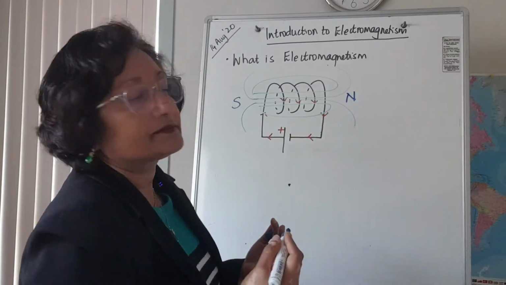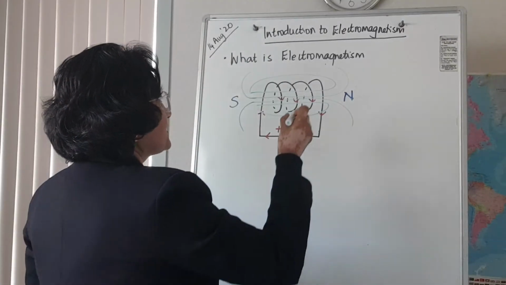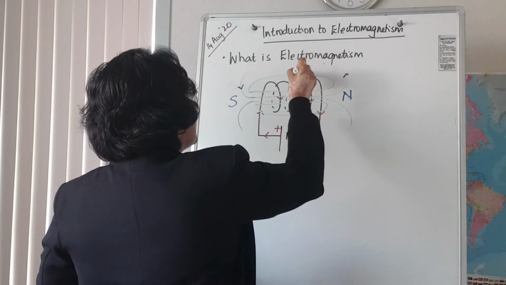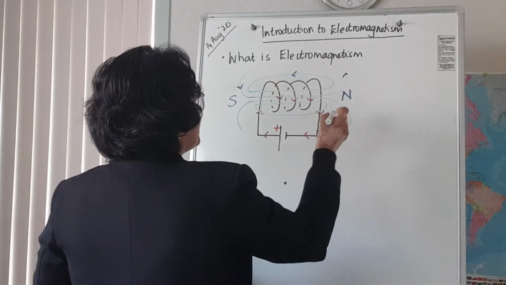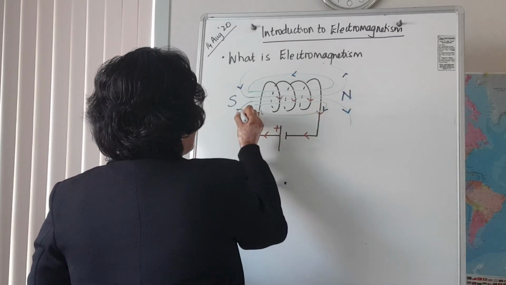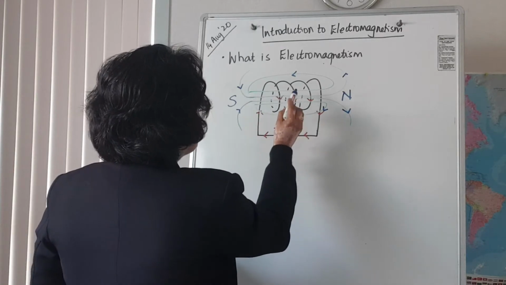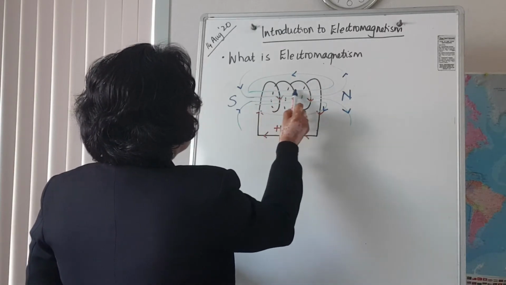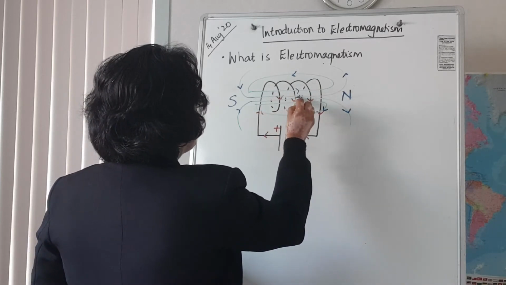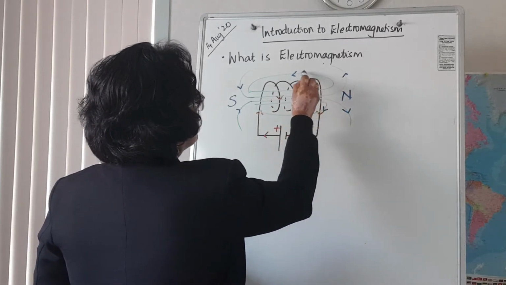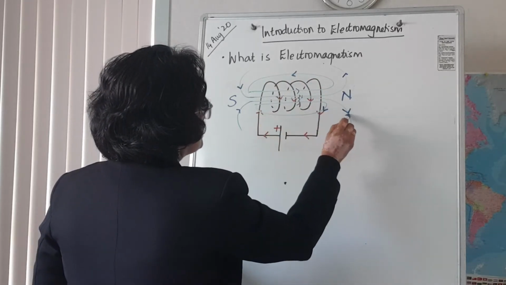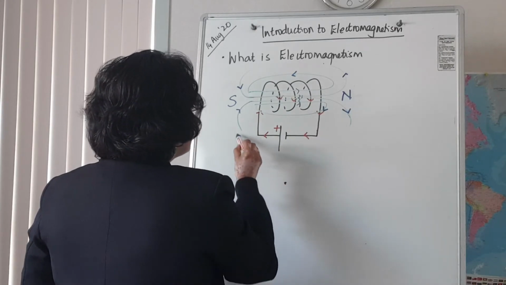So if I need to draw my arrows, it goes outside the magnet. The magnetic field lines go from the north to the south. So out of the north and into the south. But inside the magnet, it's continuous, right? So it's going like this. Inside it goes from the south to the north, because how else will it continue that arrow? Okay, so inside goes from the south to the north, outside, out of the north, into the south.